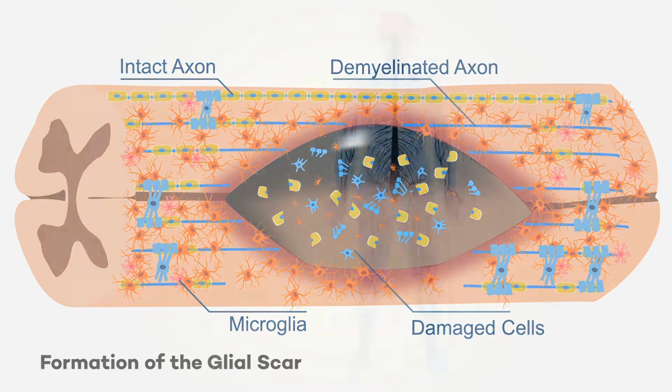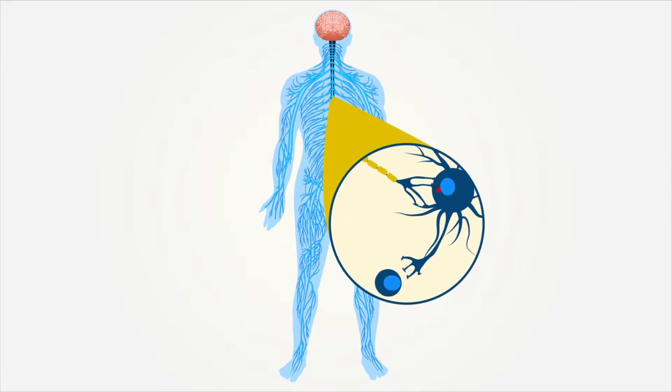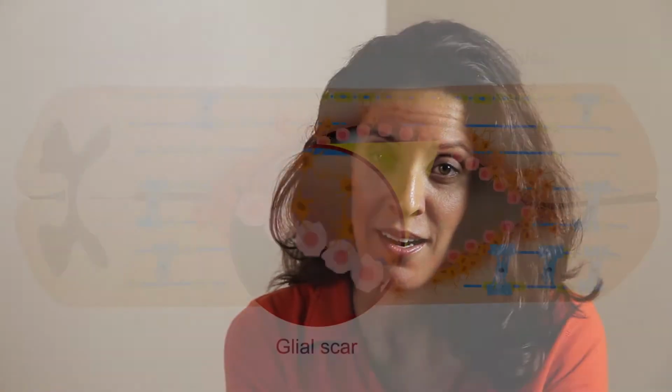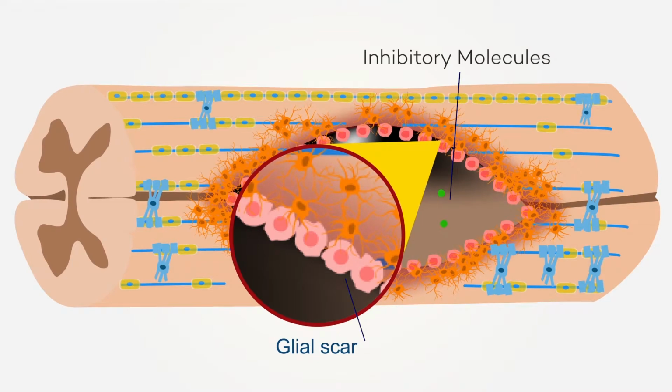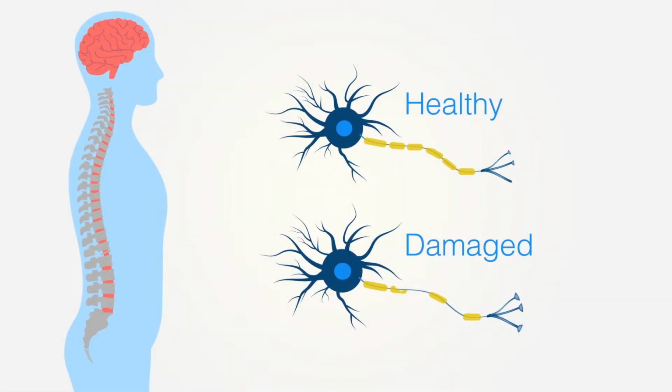Since the central nervous system needs neurons to communicate and neurons cannot grow back or regenerate on their own, two things need to happen. First, we need to break down the glial scar and decrease the amount of inhibitory molecules that surround the site of injury. And second, we need to increase axon growth and remyelinate damaged axons.